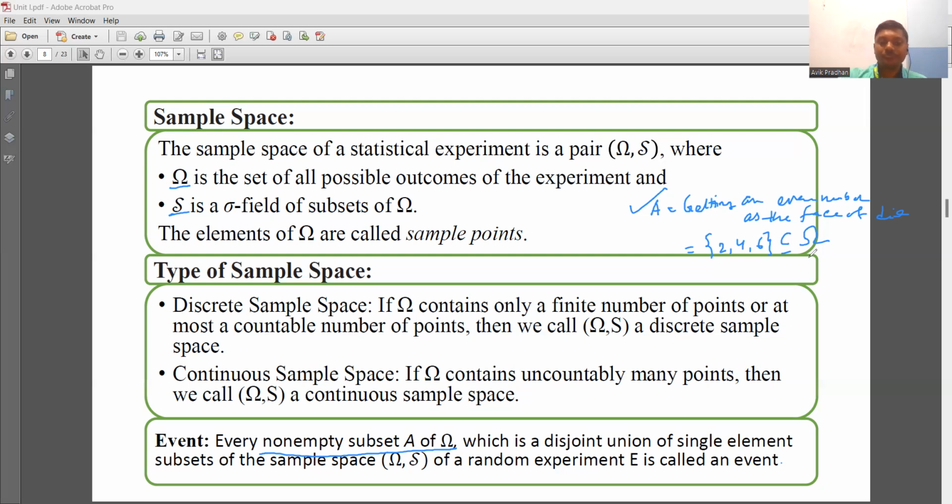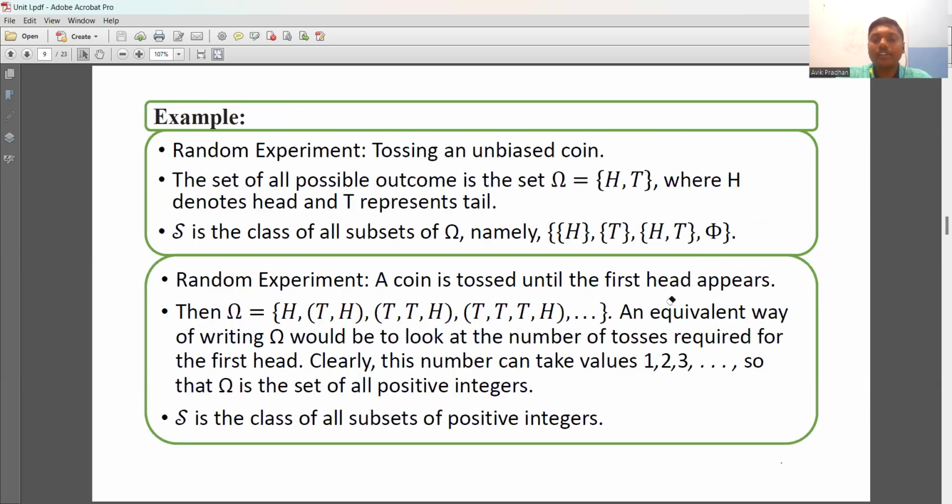Okay, and then we have the definition of event. An event is nothing but a subset of the set of all possible outcomes. Okay, so next we are going to define the probability.